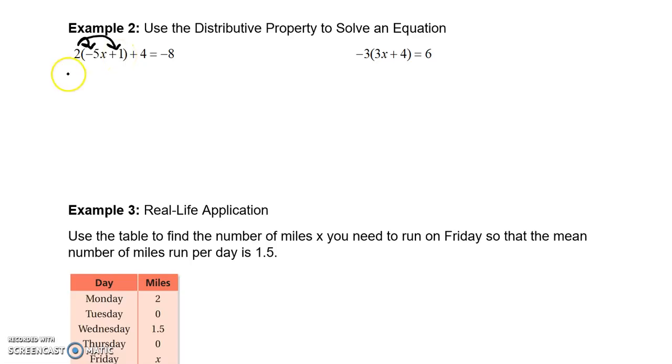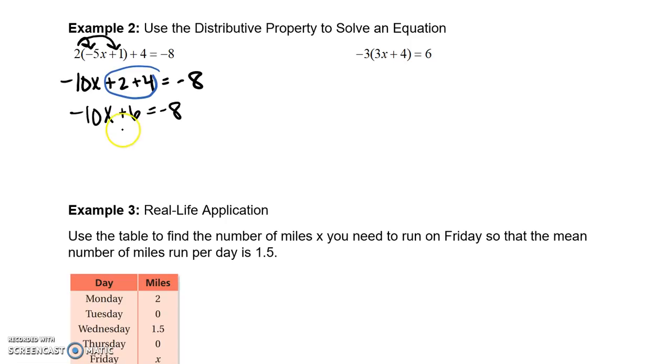So 2 times negative 5x is negative 10x. 2 times 1 is plus 2. And then you just copy down the rest. Plus 4 equals negative 8. Combining my like terms, 2 plus 4 is 6. So then I have negative 10x plus 6 equals negative 8.